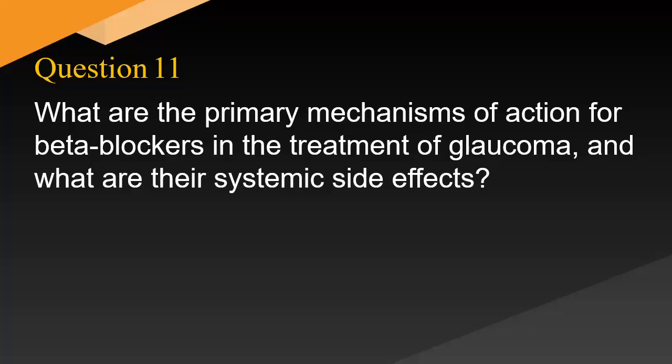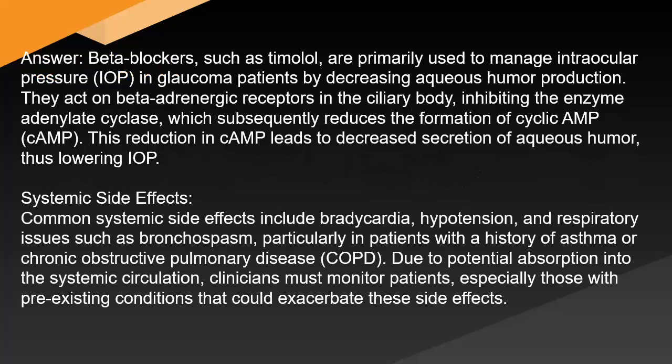What are the primary mechanisms of action for beta blockers in the treatment of glaucoma, and what are their systemic side effects? Answer: beta blockers, such as timolol, are primarily used to manage intraocular pressure in glaucoma patients by decreasing aqueous humor production.